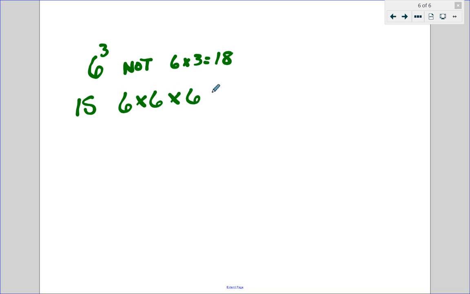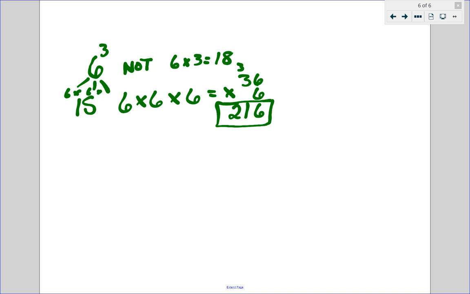So if we have that, we have 6 times 6 is 36. Times that number by 6. 6 times 6 is 36, carry my 3. 6 times 3 is 18, and 3 more is 21. And so we have 216 as our answer. Okay, so when you're doing those, just remember this tells how many times I need that number 6. 6 times 6 times 6. Okay.